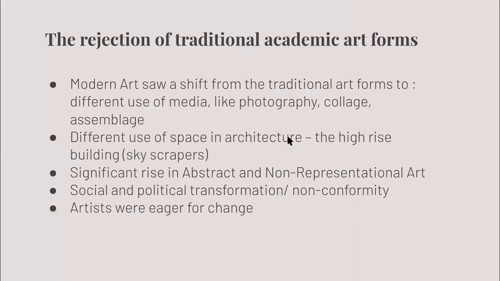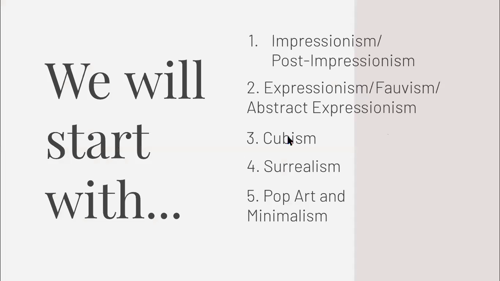All right, so the rejection of traditional academic art forms. Modern art saw a shift from the traditional art forms to using different types of media like photography, collage, assemblage, different use of space and architecture, the high-rise buildings such as skyscrapers, and a significant rise in abstract and non-representational art. There was a lot of social and political transformation happening, and artists were eager for change.